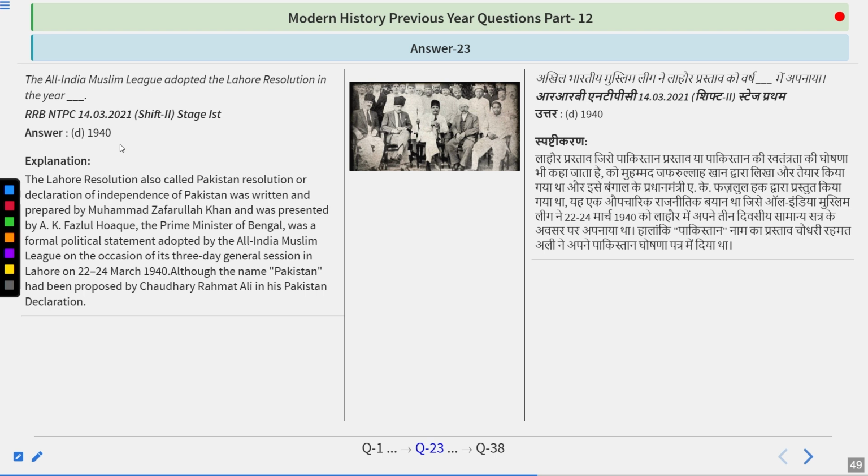Although the name Pakistan had been proposed by Chaudhry Rahmat Ali in his Pakistan Declaration. So do remember, the Lahore Resolution was particularly adopted in the year 1940. And later on, this particular process was led by Muhammad Ali Jinnah.